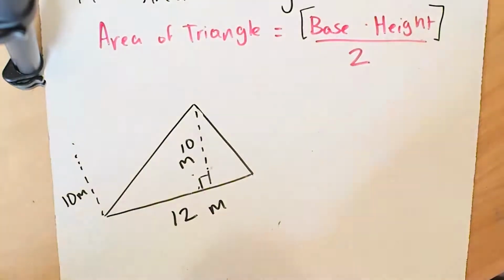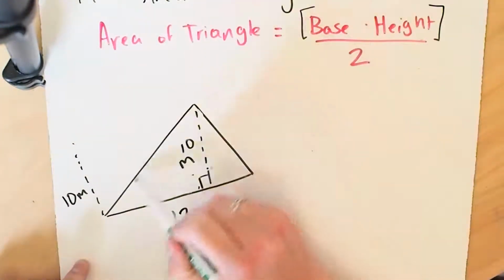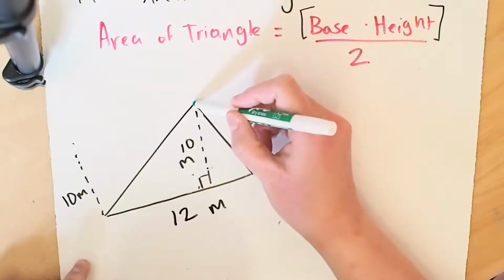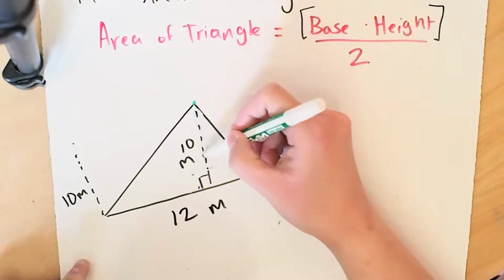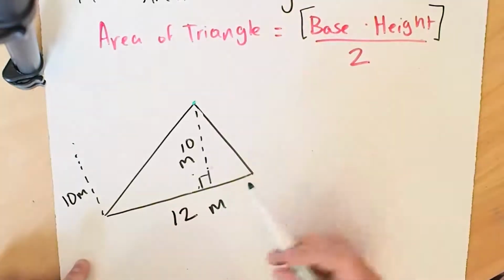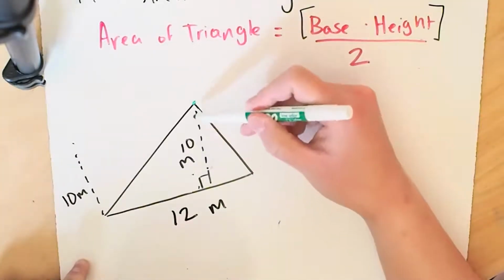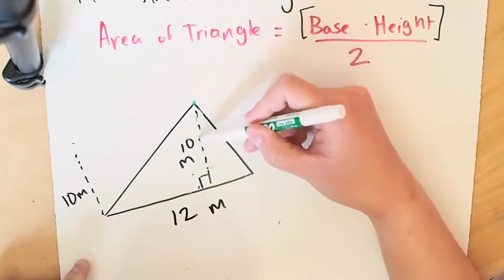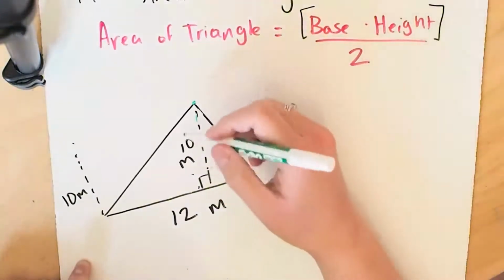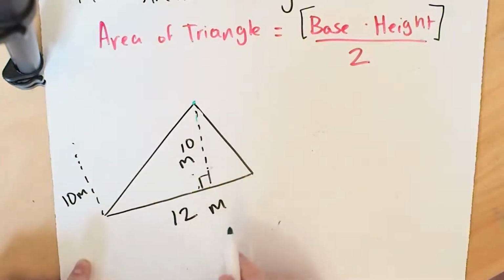But we don't use these lengths here because the height is only measured from the corner of a triangle in a straight perpendicular line to the other side. Perpendicular means that there's a right angle. So whatever line is connected with a right angle going straight across to the line across from it, that's the height. So in this case, 10 is our height, 12 is our base.